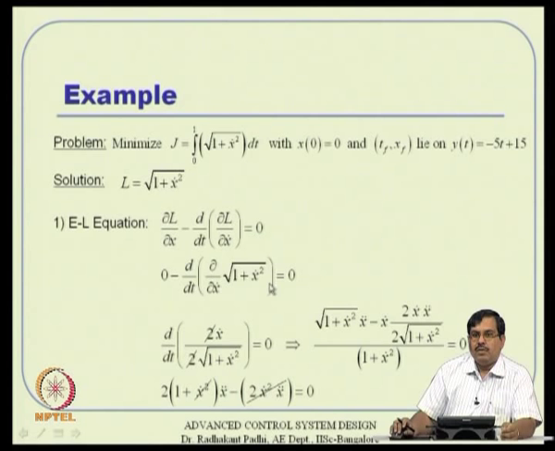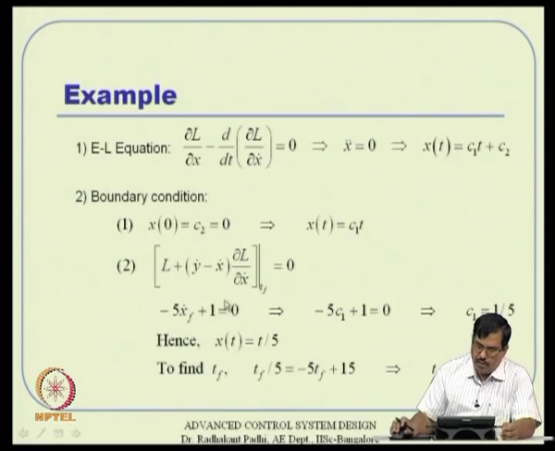So, if I take the partial derivative of this square root of 1 plus x dot square with respect to x dot, then that is what it is, and then this particular term I have to take the derivative of again. If I do that, all these calculations turn out to be something like this, and essentially we can cancel out the plus and minus terms. We are left with something like this. Essentially all that it gives us is that this coefficient is non-zero, and hence x double dot is 0. That is all you are leading to.